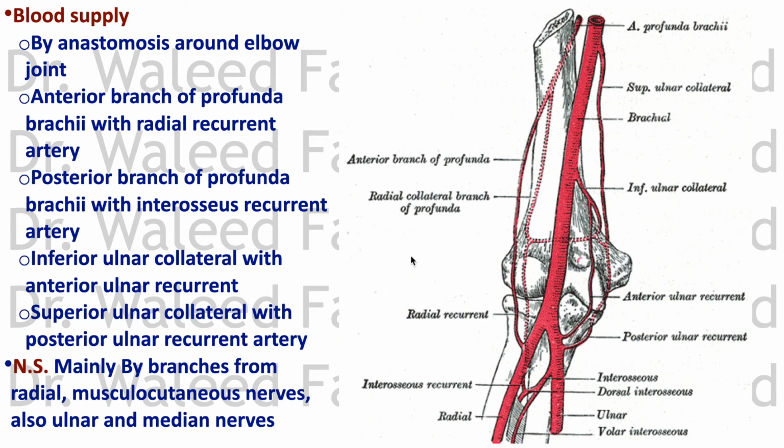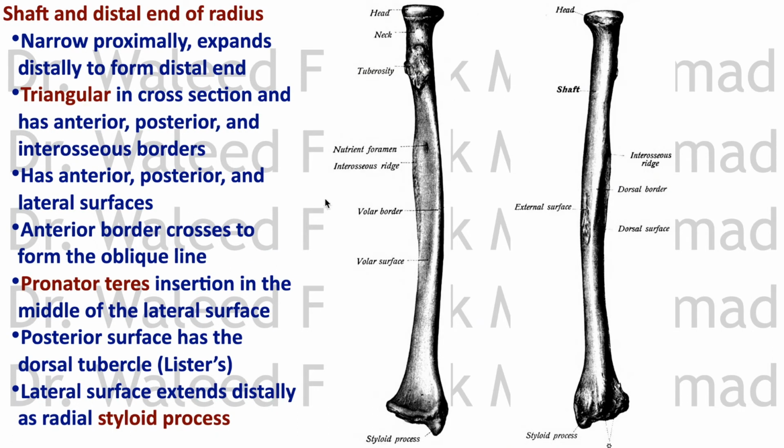The nerve supply of the elbow joint is for sensation, of course, mainly. By the way, when we say the nerve supply of a joint, we don't mean movement at all. Nerve supply of muscles involves movement, but nerve supply of a joint involves sensation from that joint, mainly by branches from the radial nerve, the musculocutaneous nerve, ulnar and median nerves, because of Hilton's law of the nerve supply of the joints.